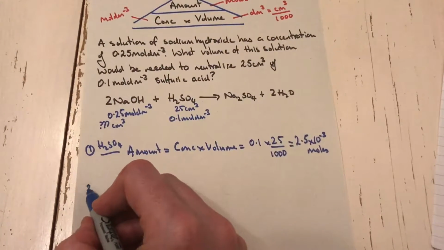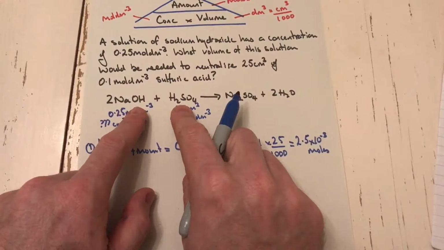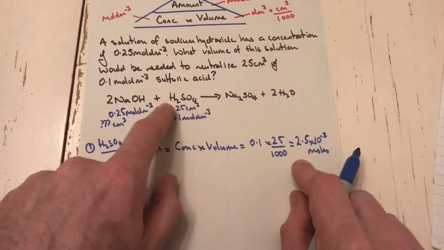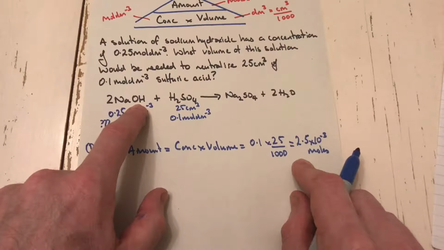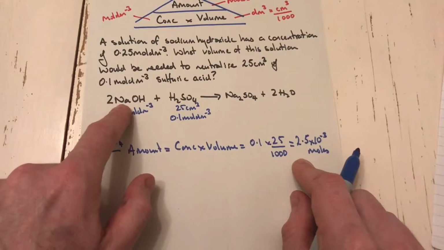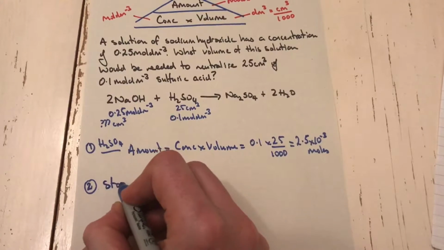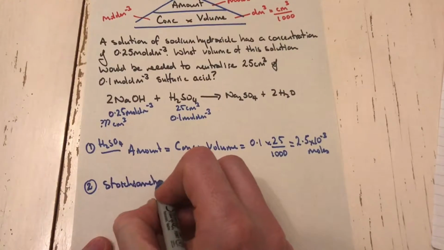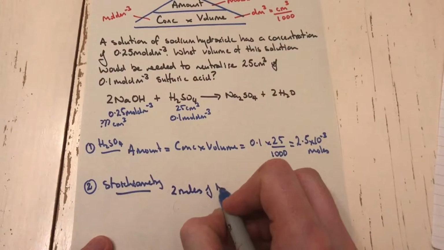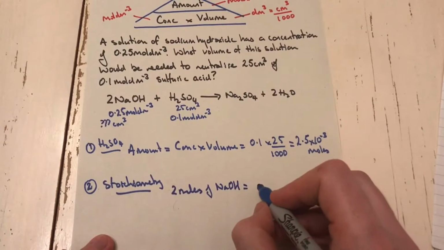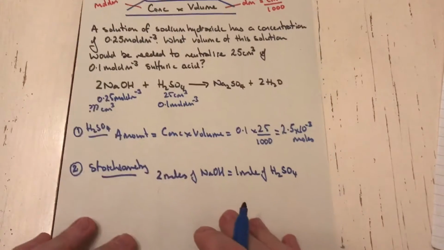What I now have to do in stage 2 is link these two together using this equation, and I do that by looking at stoichiometry. I can see that there's 1 mole of H2SO4 reacting with 2 moles of sodium hydroxide. All I'm doing is using a balanced equation to see there's 2 moles of sodium hydroxide reacting with 1 mole of the sulfuric acid. So this is the stoichiometry, and I'm going to write that down. I've got 2 moles of NaOH reacting with 1 mole of H2SO4, the sulfuric acid.